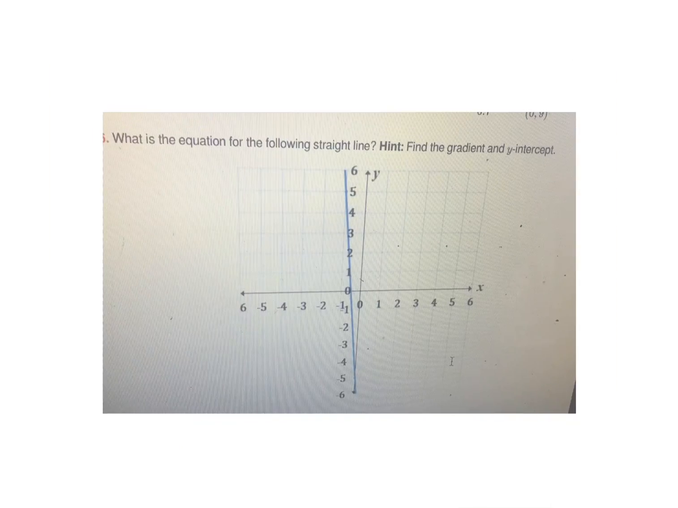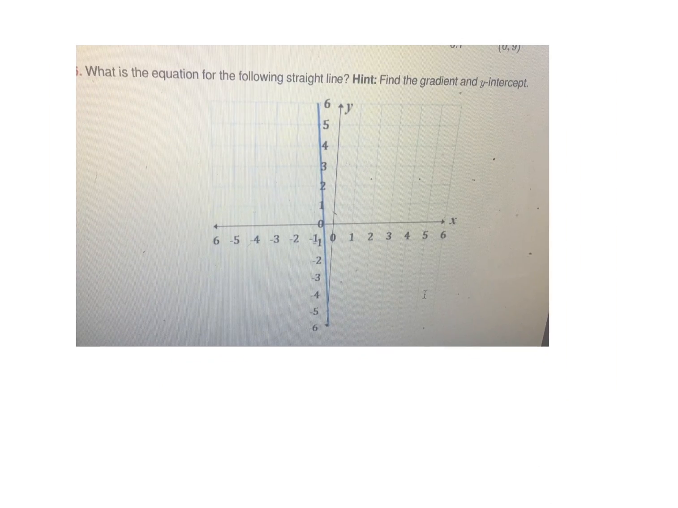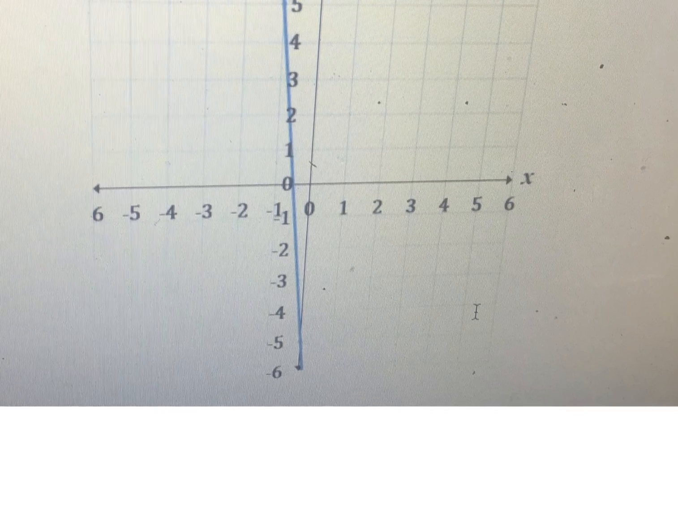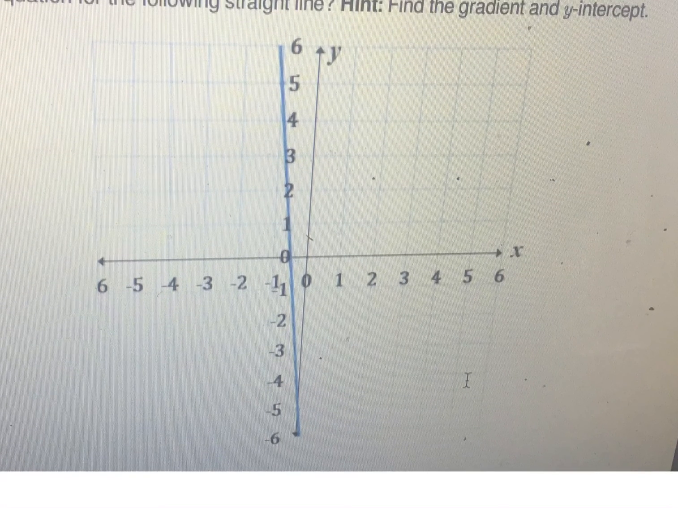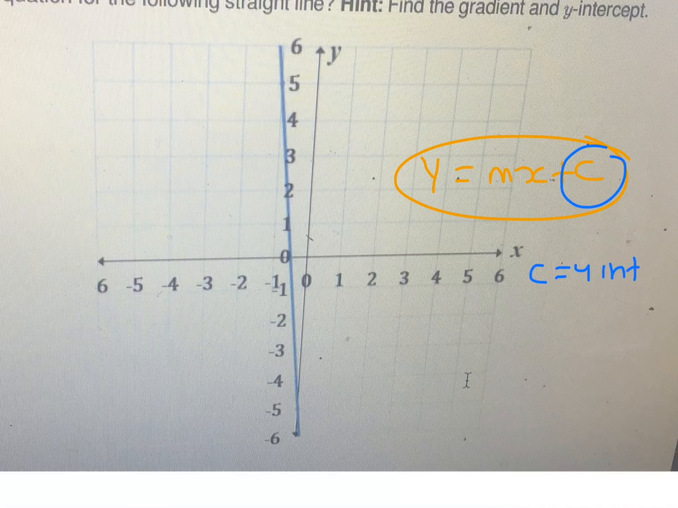All right. Now this one, I've made another video, and we'll do a little bit more work on this. But if you want to actually find the equation of this line, what your steps are, first thing you've got to do is look for the c. So c is the y-intercept. So if you come here, that means the c would be minus 5.